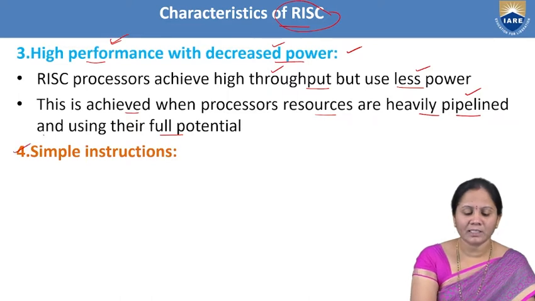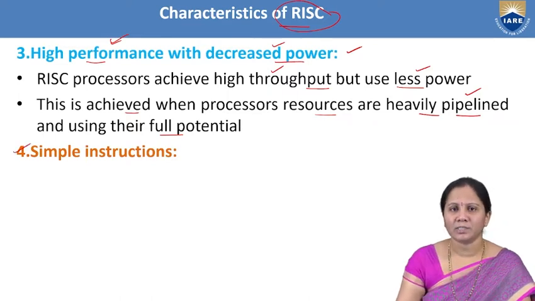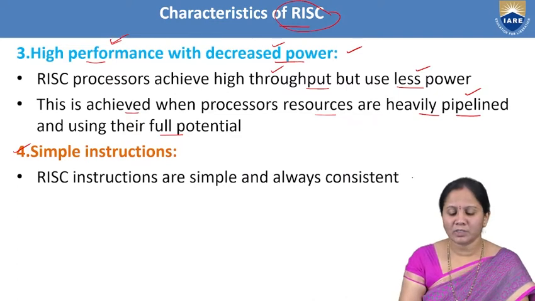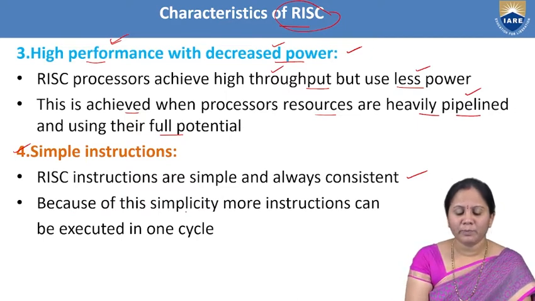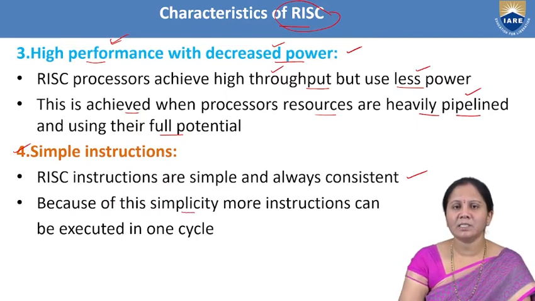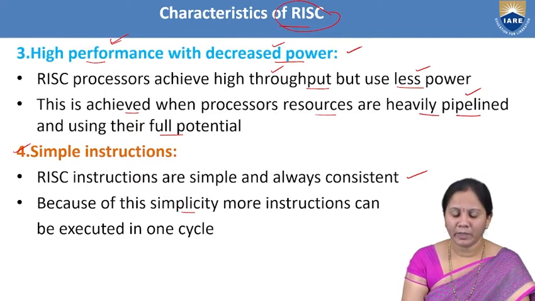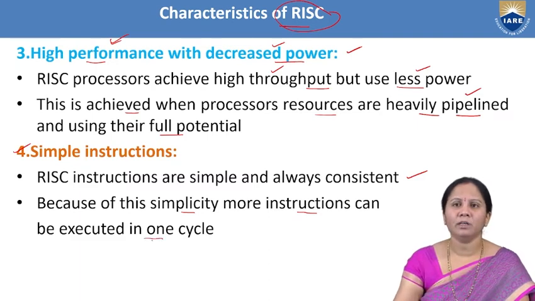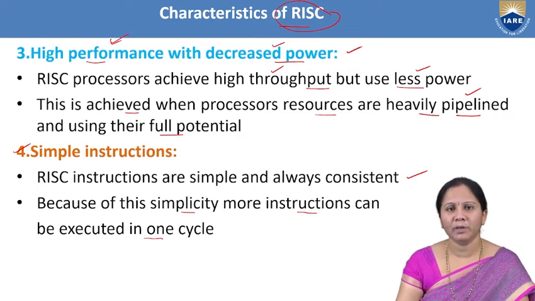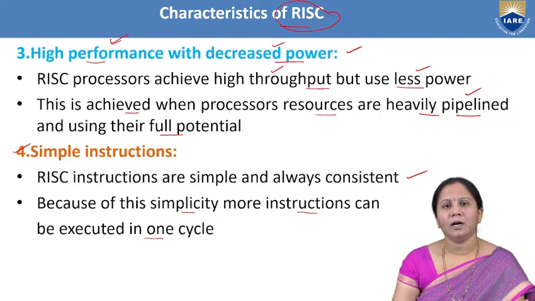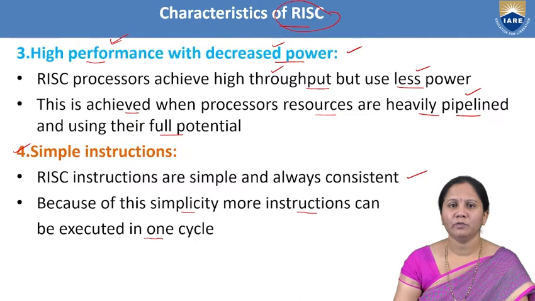The next characteristic is simple instructions. RISC instructions are simple and always consistent. Because of this simplicity, more instructions can be executed in one clock cycle, since the instructions are very simple. The instruction cycle also has a fixed length for any instruction in the RISC processor.